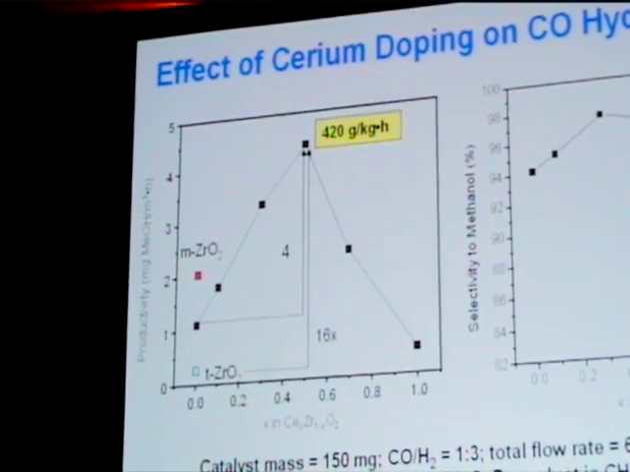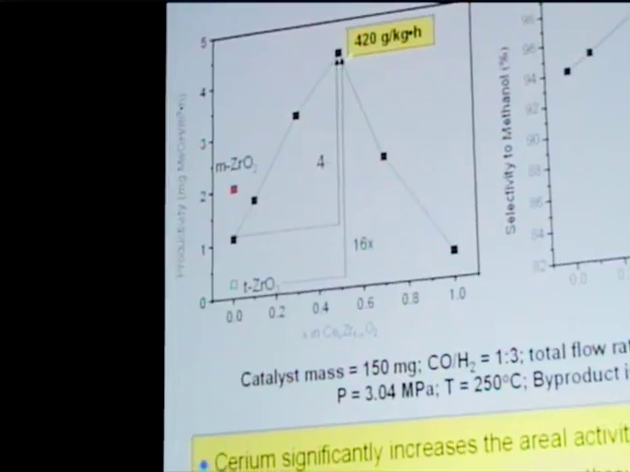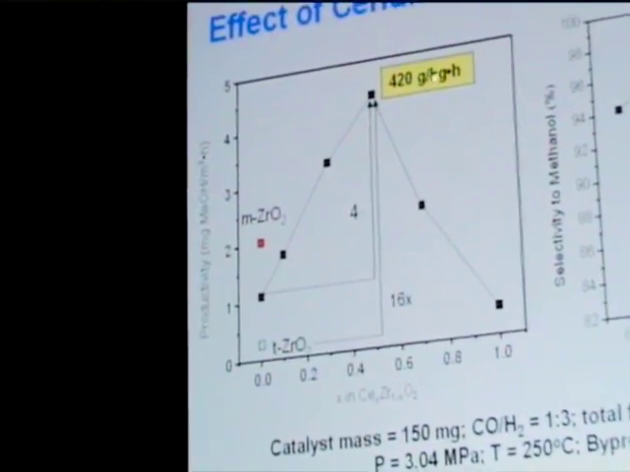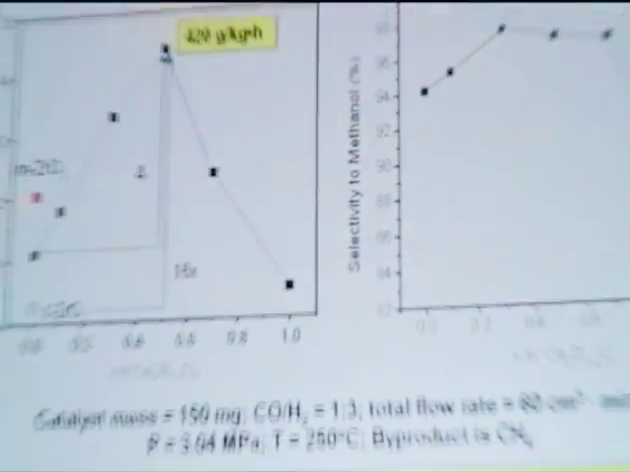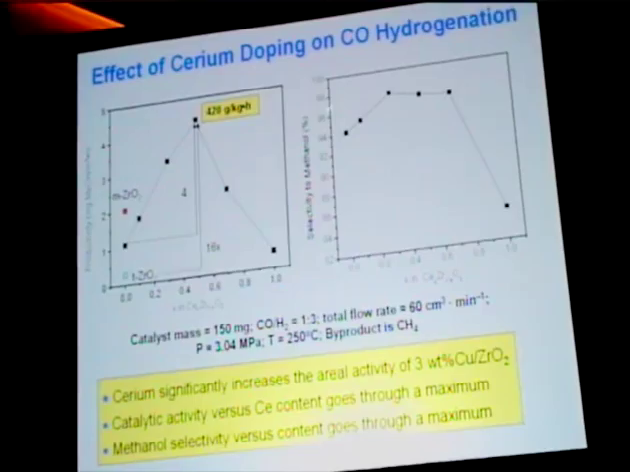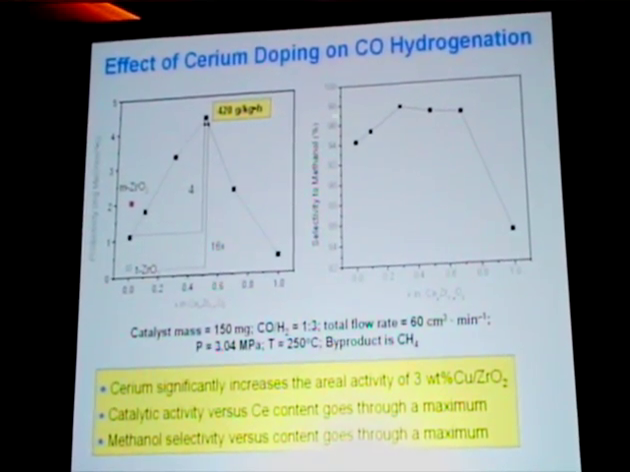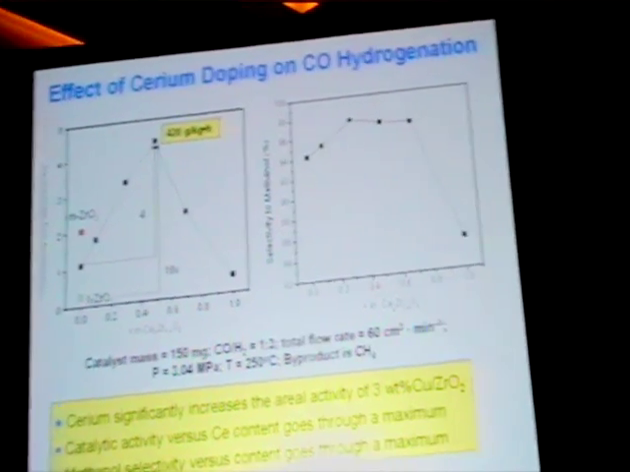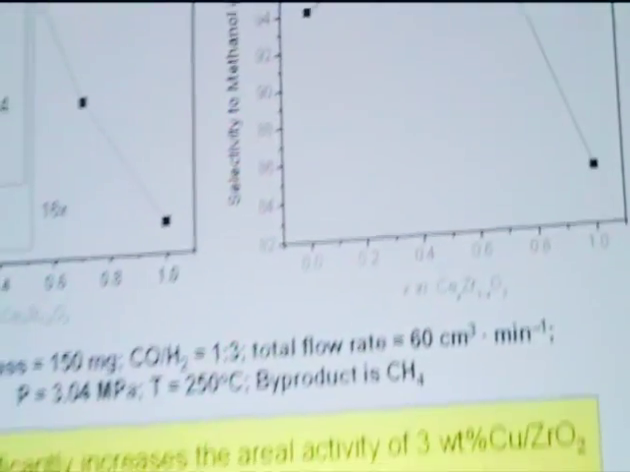And for people who have an industrial bent, the unit of merit here is grams of methanol per kilogram of catalyst per hour. And in those units, this most active catalyst is 420, which puts it in the high end of performance of commercial methanol synthesis catalysts. This catalyst also gives you high selectivity. We're up at about 98% peak selectivity, which is also very good. The only counterproduct is methane. There are no other alcohols.